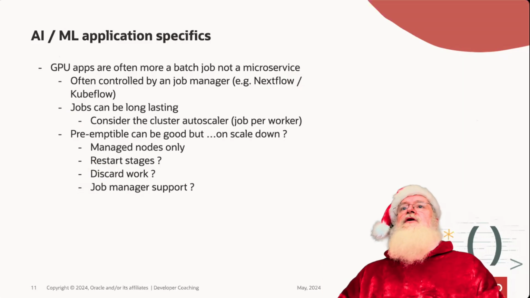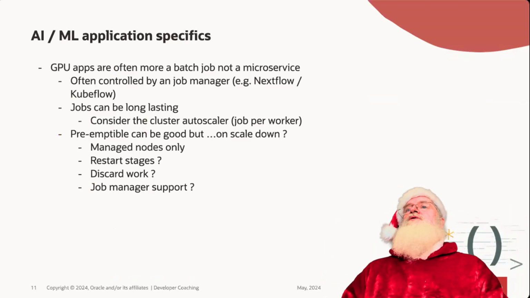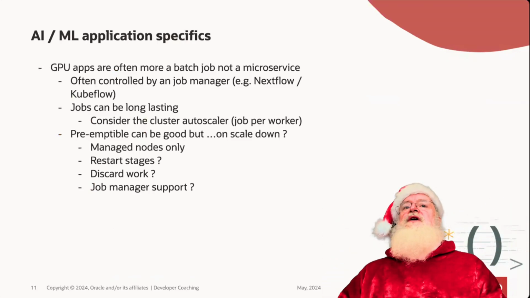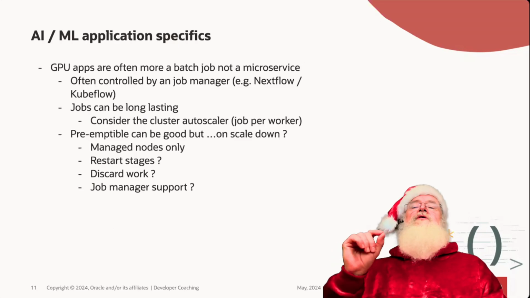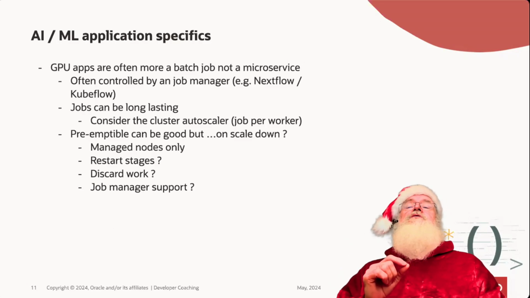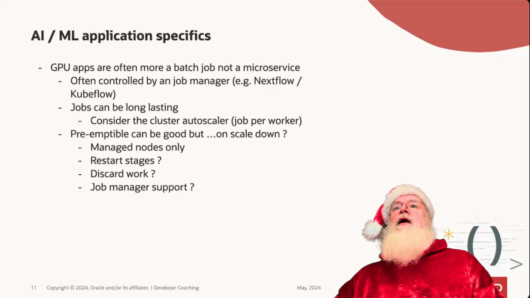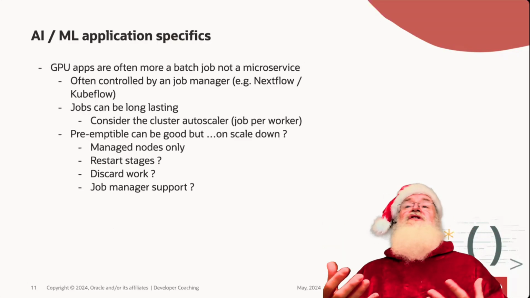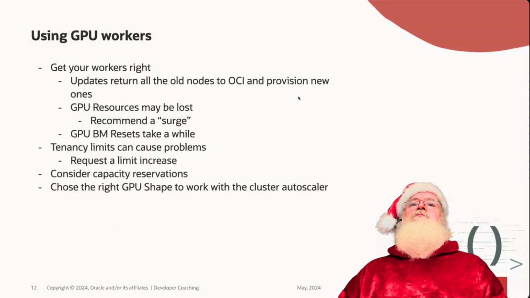Now, in that case, you may not be using a full RDMA cluster. You will probably use a managed node and you'll use the cluster autoscaler. But if you're doing this, think very, very carefully, because on managed nodes, if we take a worker away, you need to decide what you're going to do to the jobs that are running on it. Do you restart those jobs? Do you throw the work away? Does the job manager understand the concept of things disappearing and reappearing? So you need to be careful there. But you can save a lot of money for certain types of training with preemptible nodes.